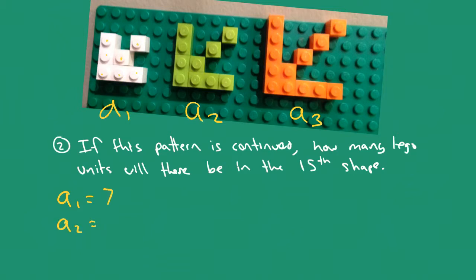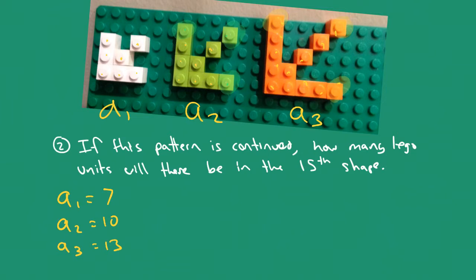How many are in A2? 1, 2, 3, 4, 5, 6, 7, 8, 9, 10. So 3 more. Let's see if that continues. A3. 1, 2, 3, 4, 5, 6, 7, 8, 9, 10, 11, 12, 13. So yes, it looks like we're adding 3 every time. And if we look more closely at it, we can see that each time we're adding a new one at the top, a new one on the right, and a new one on the diagonal. So it's going to be 3 new ones every single time. So 3 more every time.